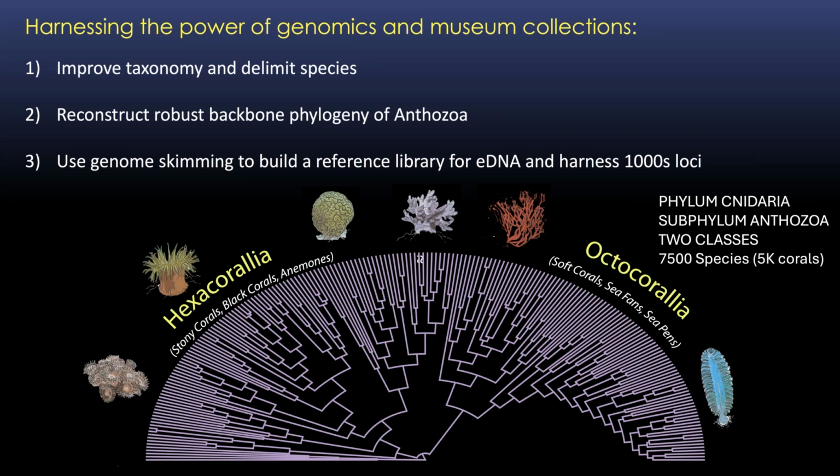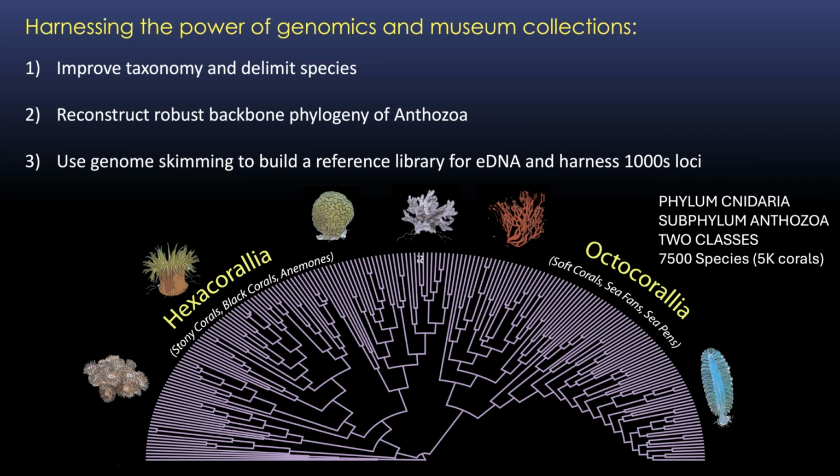And today I'm going to share with you one story about how we are using genomics to improve taxonomy and delimit species. We're also using genomics to reconstruct the robust backbone phylogeny of the Anthozoa. I'm going to talk about that today. And finally, I'm going to end today with a study that we recently published in 2024, just last month, I think, on how we're using genome skimming to build a reference library for environmental DNA and to also harness thousands of additional loci from that skim data.